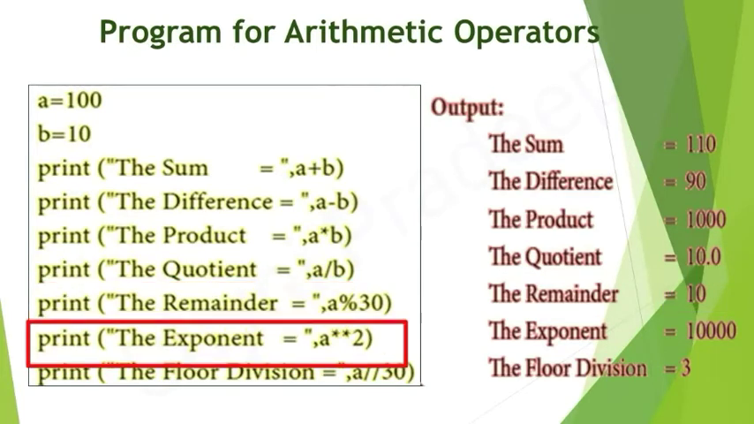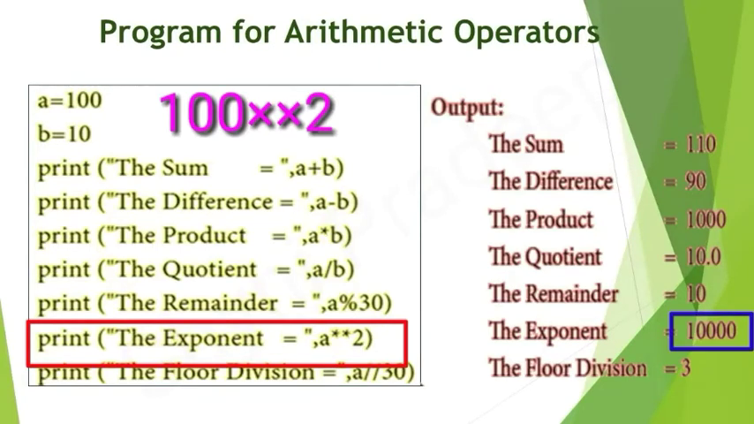Okay. Next, the exponent. A into 2. How can you solve this? This means A square. Okay. What is the value of A? 100. Okay. So 100 square. 100 square means what? 10,000.